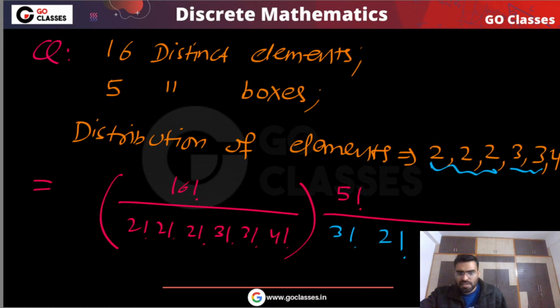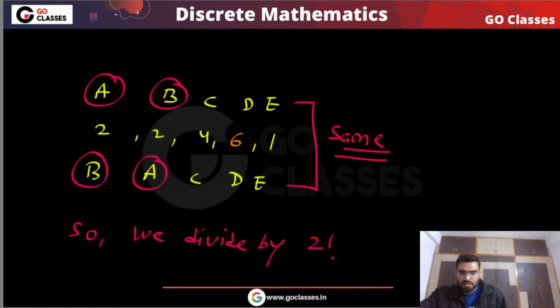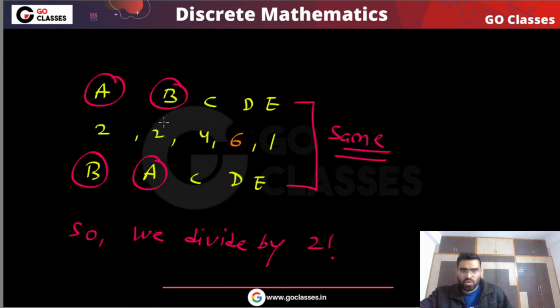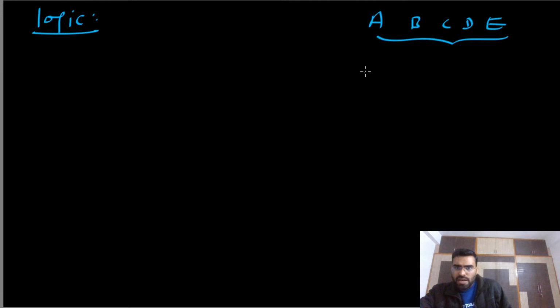Is this clear to everyone? See here why we are dividing by 2 factorial. If this point is clear, then you can very easily understand. Let me tell you why we divide by 2 factorial. Just apply the logic. You have A, B, C, D, E, these are the 5 people, and our distribution is like this.